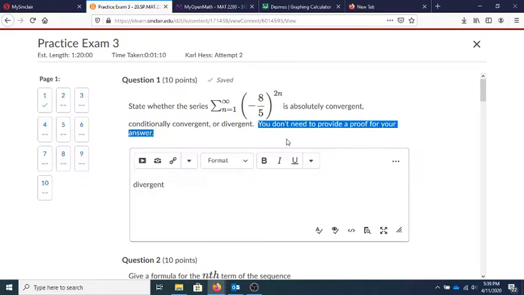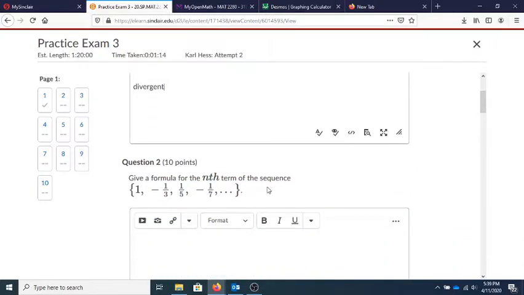Okay, since the problem says you don't need to provide a proof, that's all we need to do for question 1. Question 2, give a formula for the nth term of the sequence. Alright, looks like we have an alternating sequence, so we're probably going to need a negative 1 to a power. And it looks like our denominators are odds.